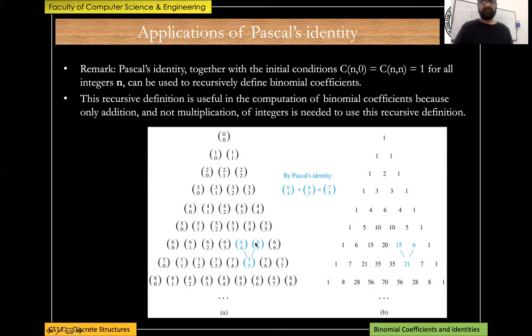So for example, if you want to compute C(7,5), it can be computed by computing the previous two values, C(6,4) and C(6,5). If you know them as 15 and 6, you don't need to compute C(7,5) directly, but basically just add 15 plus 6 to get 21.